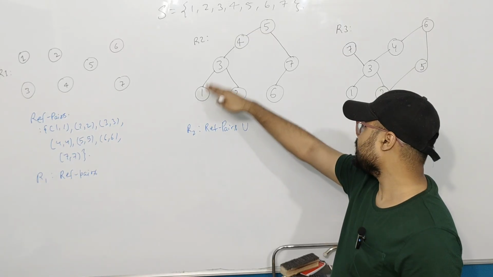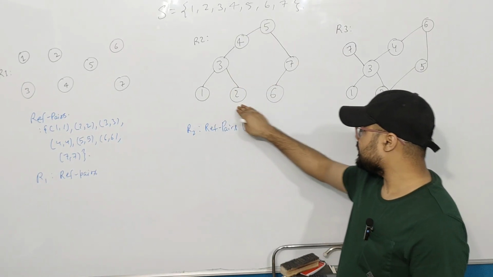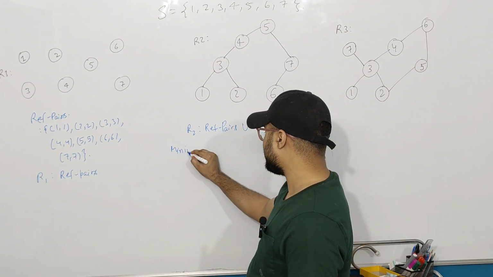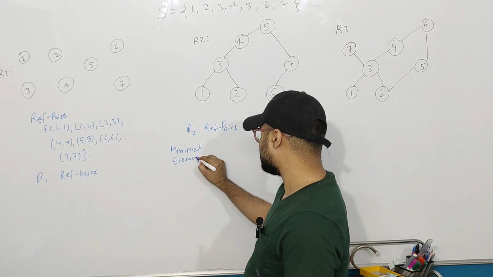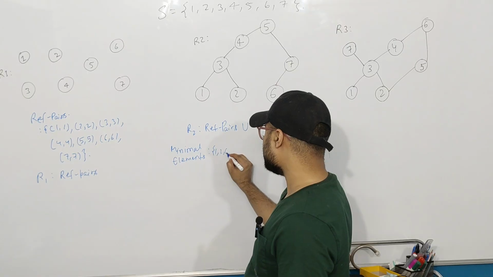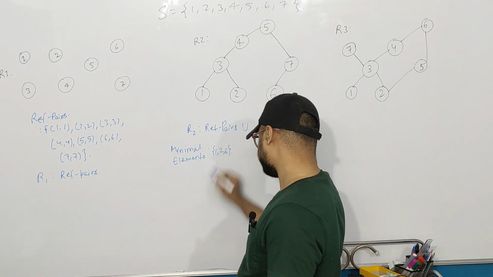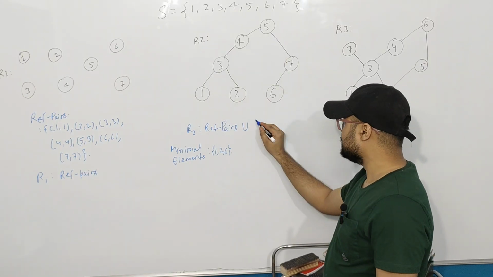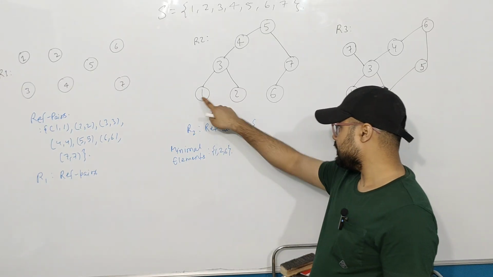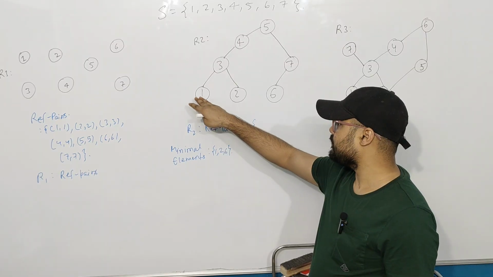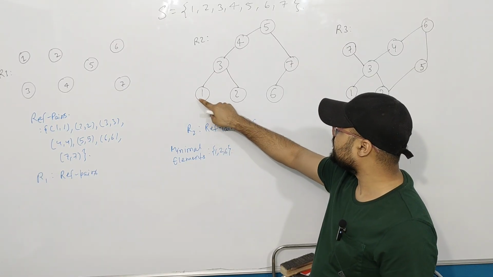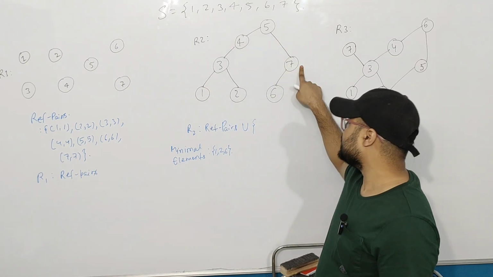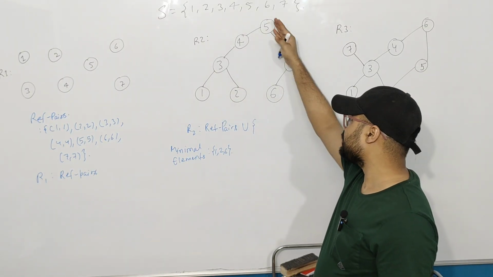This is just one connected component. What are the minimal elements in it? 1, 2 and 6 are minimal elements. I will start from the minimal element and write all the ordered pairs with the minimal element as the first element. 1 is related to 3, 1 is related to 4, 1 is related to 5, because these come in the upward path from 1. 1 is not related to 7 because you do not have an upward path from 1 to 7.